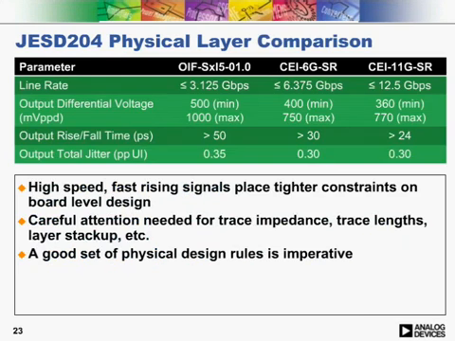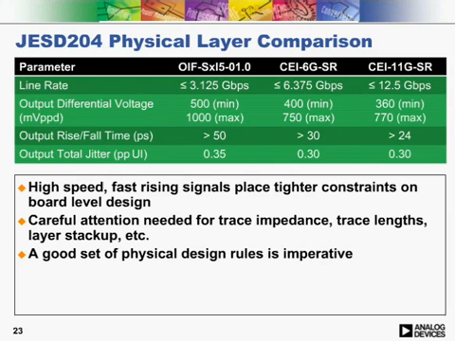Here we have a table that gives the line rate, differential voltage, rise-fall time, and total jitter for the signals in the physical layer of the JESD204 standard. The higher speeds have reduced required signal amplitudes to make it easier to maintain high slew rate. These high-speed signals with fast rise and fall edges place tight constraints on board level design, so it's imperative to pay careful attention to trace impedance, lengths, layer stack up, etc. to ensure good system operation.